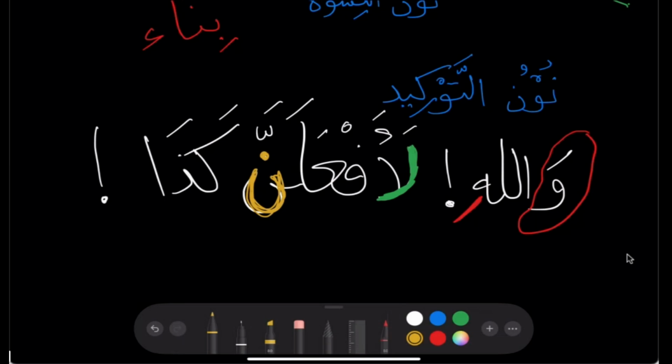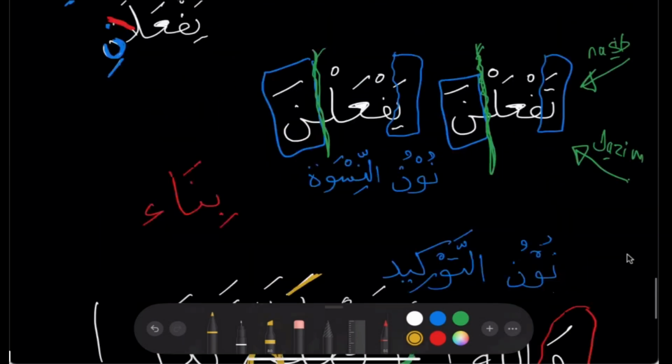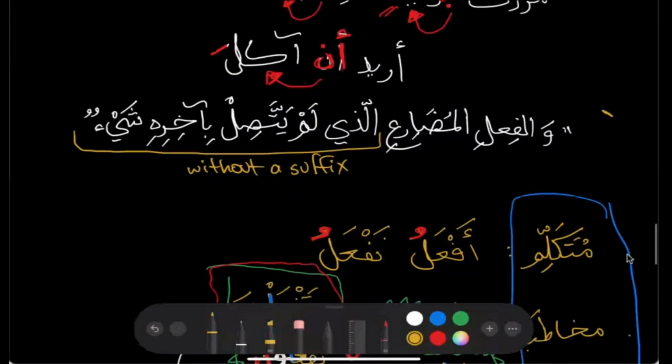When this noon attaches to the back of the verb, it will become built, structured, basically stuck, cemented, with a fatha in this case. So you can tell the difference between the noon of the women and the noon of emphasis. The verb with the noon of the women is built with a sukoon, with the noon of emphasis is built with a fatha. So then it goes back to the rule, which is what the author stated here.